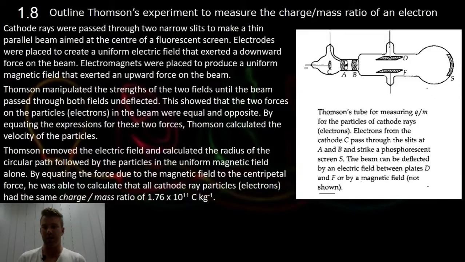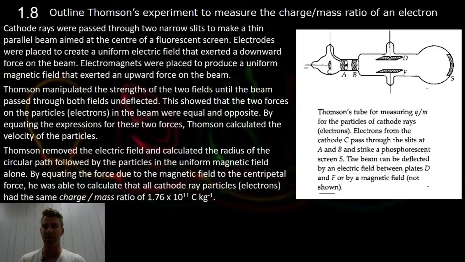He passed cathode rays through two narrow slits to make a thin parallel beam aimed at the centre of a fluorescent screen. Electrodes were then placed to create a uniform electric field that exerted a downward force on the beam. Electromagnets were placed to produce a uniform magnetic field that exerted an upward force on the beam.